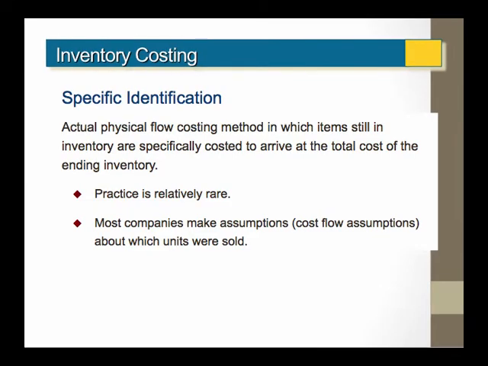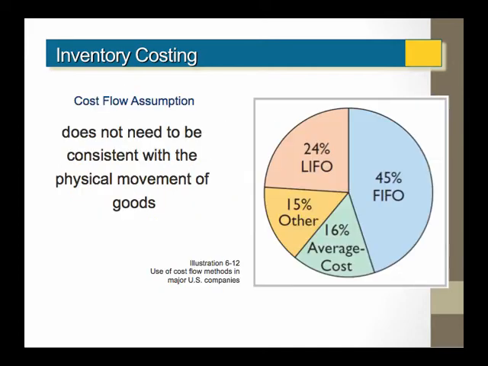So most companies use an alternative cost flow method such as first in, first out, last in, first out, or averaging. This is not consistent with the physical movement of the goods. Rather, we want to apply a costing method that makes more sense to reflect how our costs are being incurred.